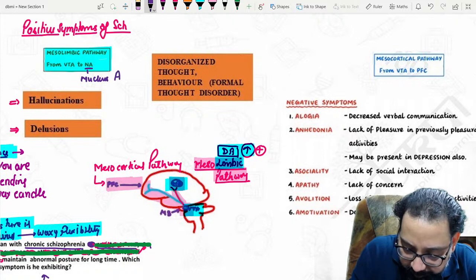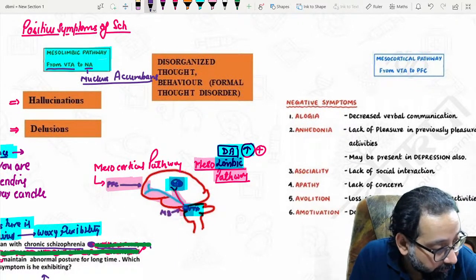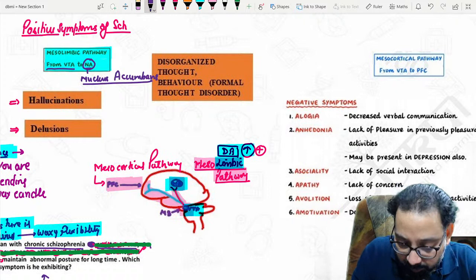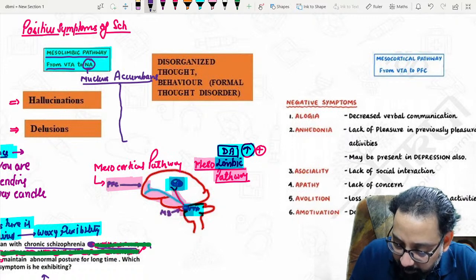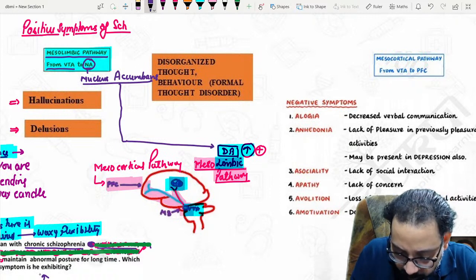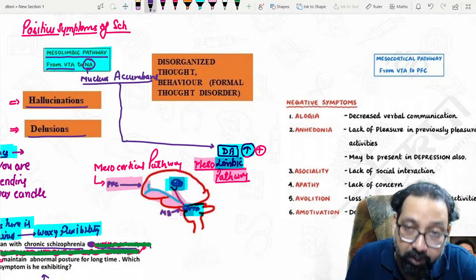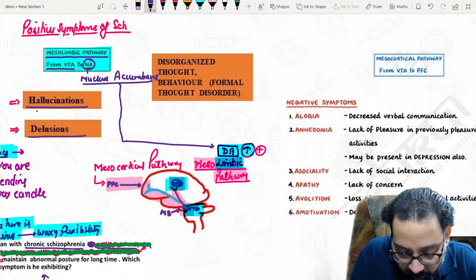Nucleus accumbens. So midbrain ventral tegmental area to nucleus accumbens, that is the mesolimbic pathway. And in the mesolimbic pathway, limbic, L for long meaning more, increased dopamine could produce positive symptoms, those are hallucination and delusion. I have already told you the most common delusion is delusion of persecution. The most common hallucination is auditory hallucination.